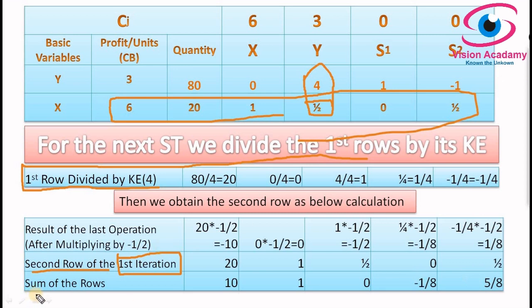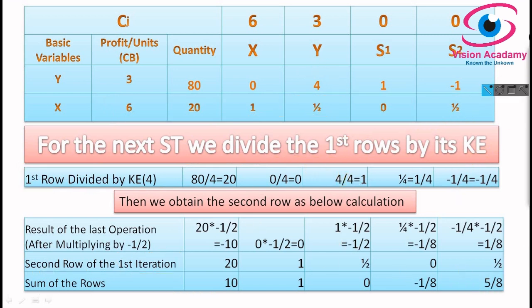So after this, we will make a sum of both rows. Minus 10 plus 20, 10. 0 plus 1, 1. Minus 1 by 2 plus 1 by 2, 0. Minus 1 by 8 plus 0, minus 1 by 8. 1 by 8 plus 1 by 2, 5 by 8. So this operation is for the first row for the next iteration, and this operation is for the second row for the next iteration. Then let us see the next iteration.